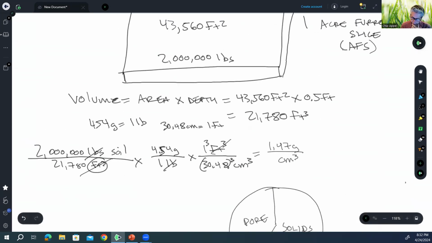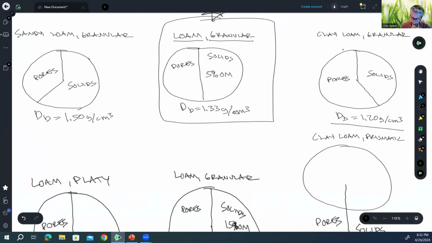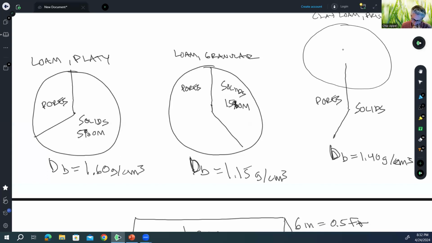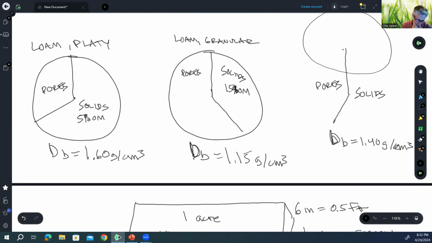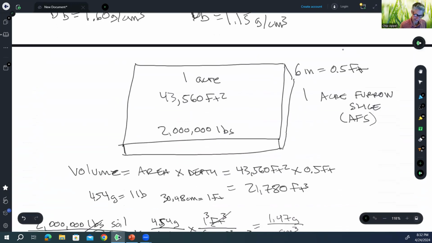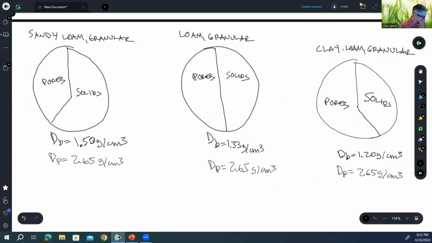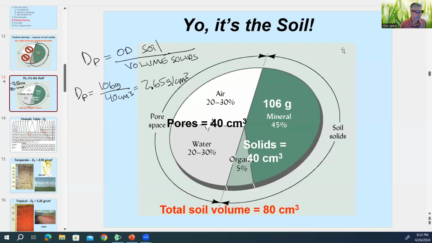Even if we go to any of the soils up here that we talked about, the loam granular that has 15% organic matter, particle density 2.65. Clay loam prismatic, the picture got a little messed up, but the particle density is 2.65 grams per cubic centimeter. The loam soil that's platy structure, or the loam soil that's been compacted a little bit, particle density is 2.65 grams per cubic centimeter. All right, you got that now. And once you have it, no one can take it from you.